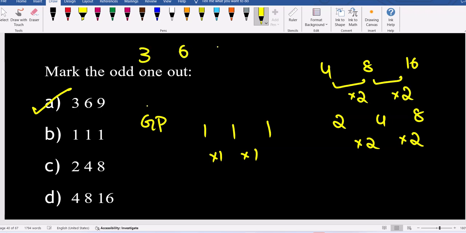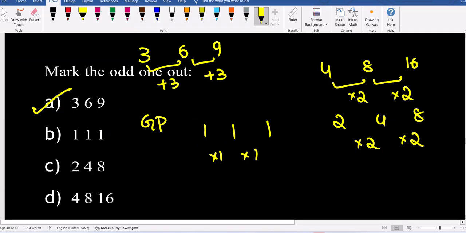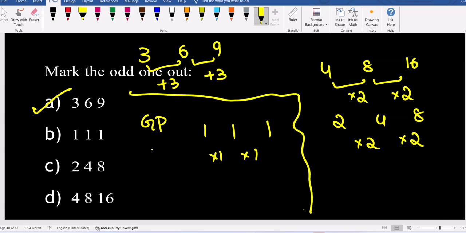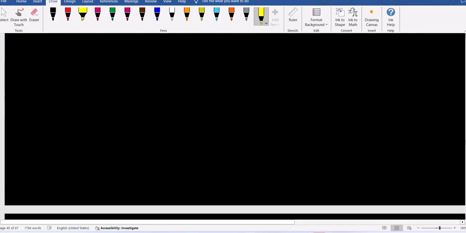3, 6, 9. This is AP, adding 3. Is that okay? Do you understand this? You may be thinking, okay, these all are different digits, and this is the same digit. Now see the next one.